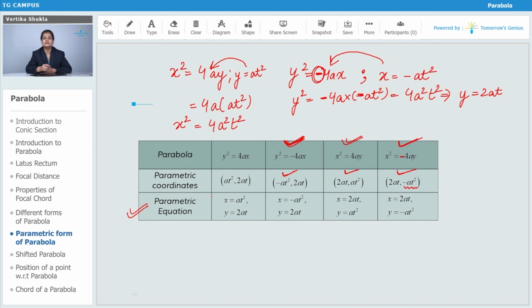So these are the parametric equations. Parametric equations means some expression is equal to another expression. So in this case, x is equal to at square and y is equal to 2at will be the parametric equations. For y square is equal to minus 4ax, you will have x is equal to minus at square and y is equal to 2at. And the same thing for x square is equal to 4ay and x square is equal to minus 4ay. So this is the concept of parametric coordinates and parametric equations.